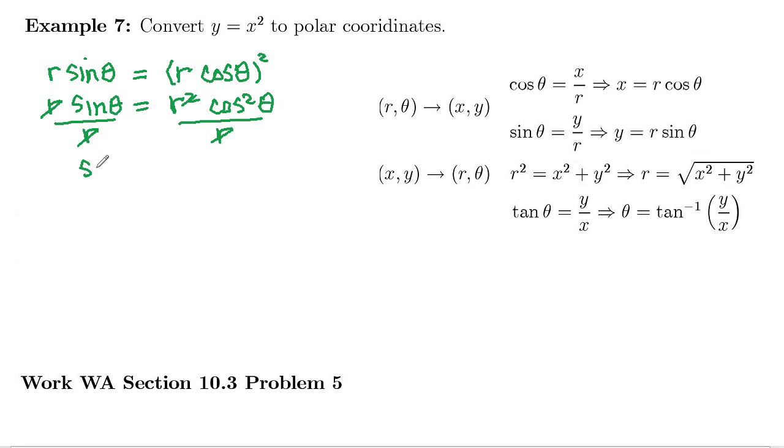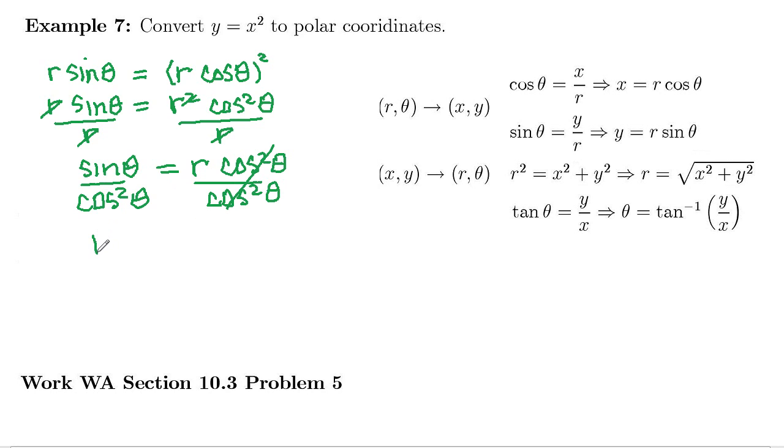So sine theta is equal to r cosine squared theta. And then divide both sides by cosine squared, and we have it. So the cosine squareds cancel here, so r is sine theta divided by cosine squared theta. And there are some other forms that we could write this in.